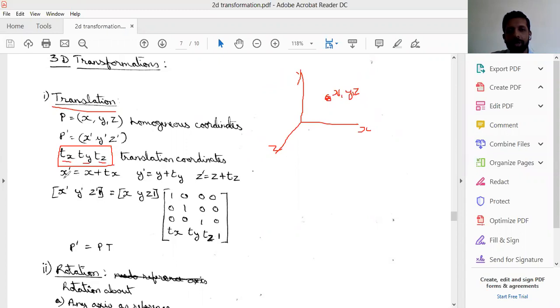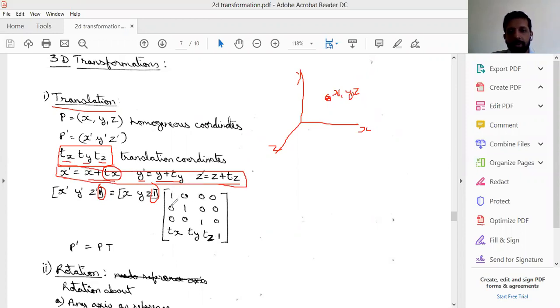So x dash will be equal to x plus tx, because the point has to be shifted from its original position by an incremental value along the x-axis. Similarly, y dash will be equal to y plus ty, and similarly for z. Once we put it in matrix form, it will be x dash, y dash, z dash, and we get one value, 1, which is a neutral value. So [x dash, y dash, z dash, 1] will be equal to [x, y, z, 1] multiplied by another matrix, so that we get the same equations for the respective terms.